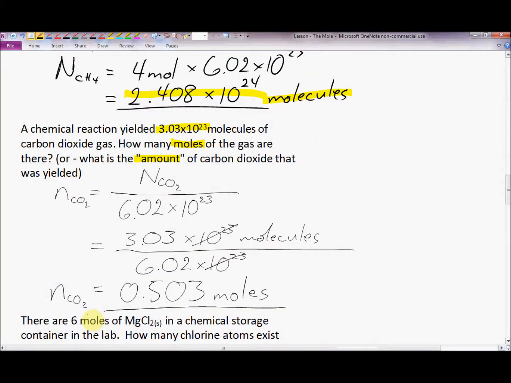And now we return with part 2 of the lesson on the mole. So we'll resume where we left off, of carbon dioxide right there.